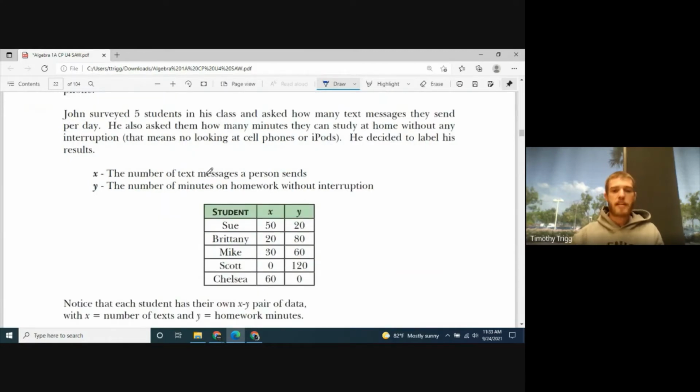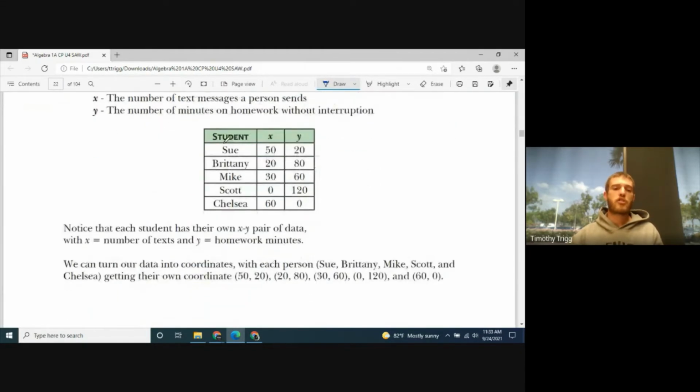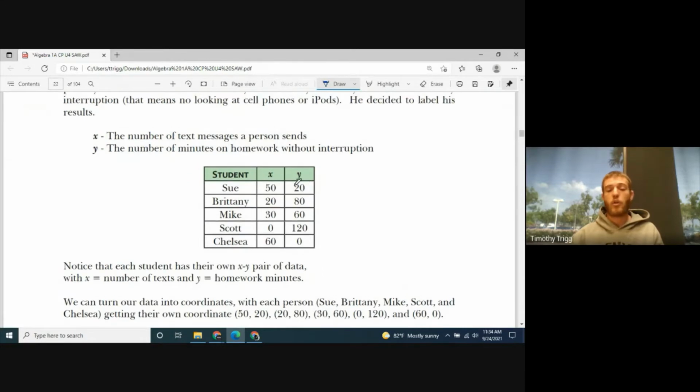X is the number of text messages a person sends, and Y is the number of minutes on homework without interruption. So you can see Sue in the example. She sends 50 text messages and she can only concentrate for 20 minutes. Okay, so that's how you read this. X is the number of texts, and then Y is however long they can concentrate for. So you can see in Brittany's case, she sends 20 text messages and she can concentrate for 80 minutes.